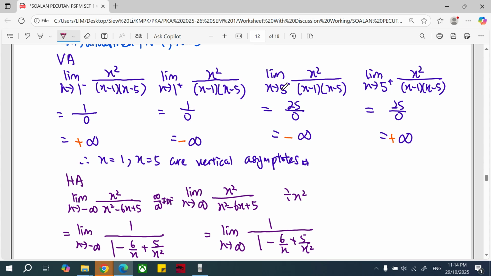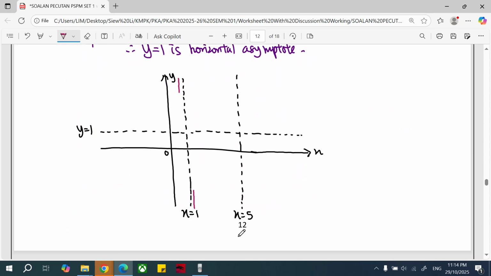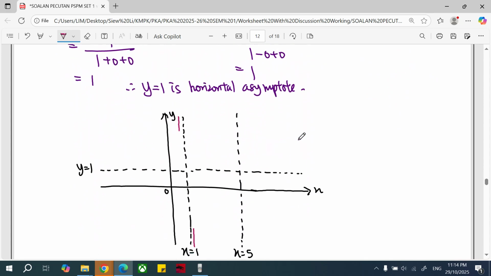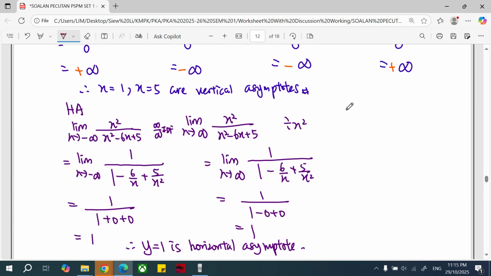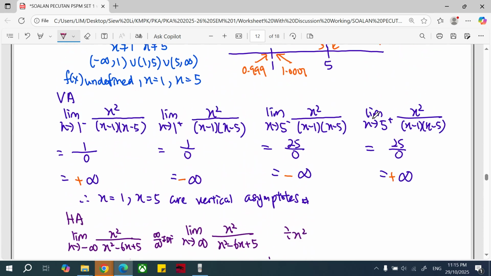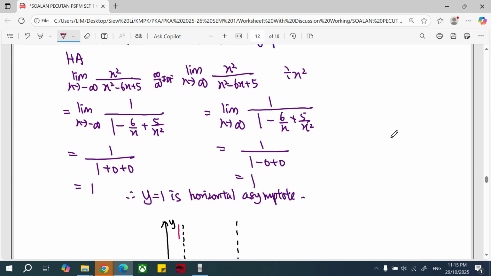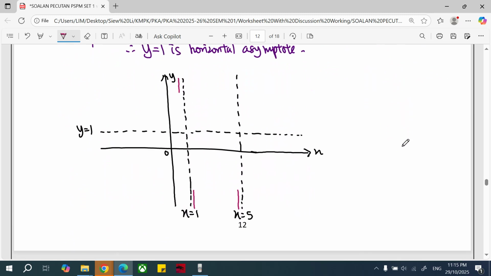Then reading x here, x at 5 on the left, the function is going downward. So it will be here. Then some more, the limit as x approaches 5 from the right. On the right will be this side. The function is going to positive infinity. Function going to positive infinity means the function is going up.